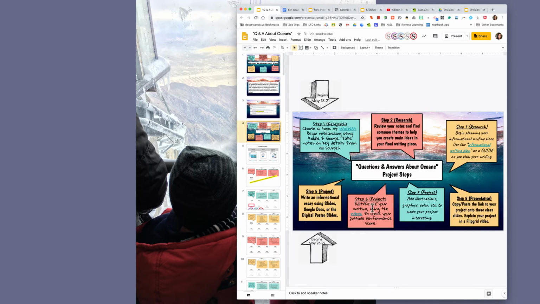If you look at where we're at, you should have already added some illustrations, your graphics, your color, make it look interesting. You should have already also checked the rubric to make sure your grading is going to be on point. And so today we're here. We're on step 8. You're copying and pasting your link into the project, and you're explaining your project in a Flipgrid video, that Flipgrid is on our slides for assignments, so you'll see that there. Okay, so I'm looking forward to seeing all of your projects.